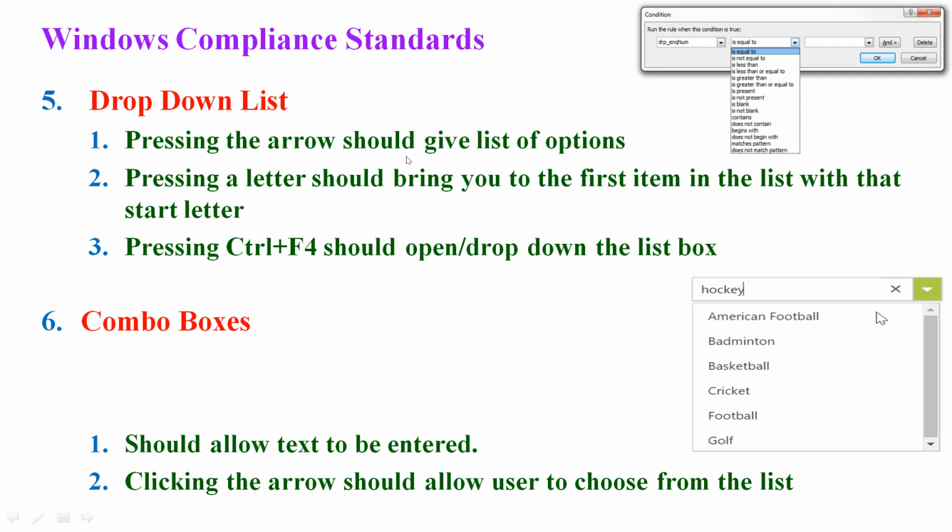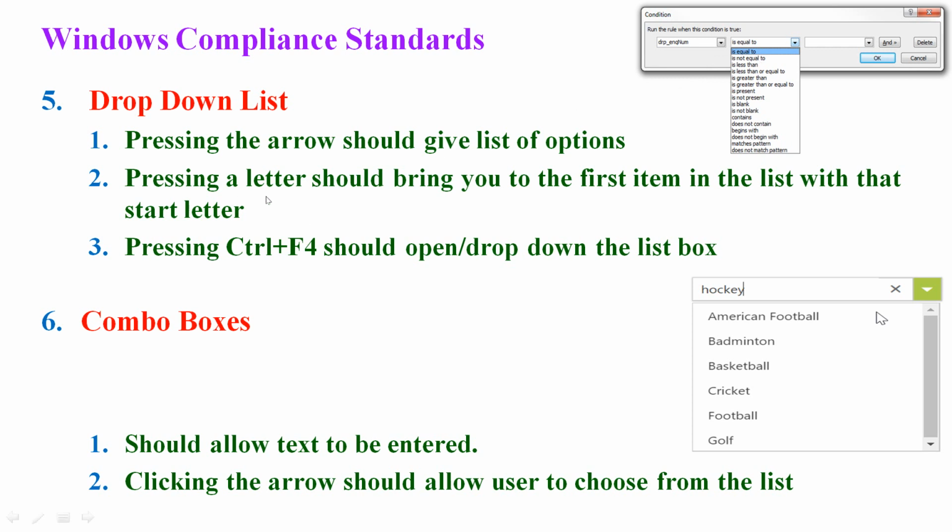See, pressing the arrow should give the list of options. So here this is the arrow. If you click on this arrow using your mouse, the list of all the options in the drop down list should be displayed.